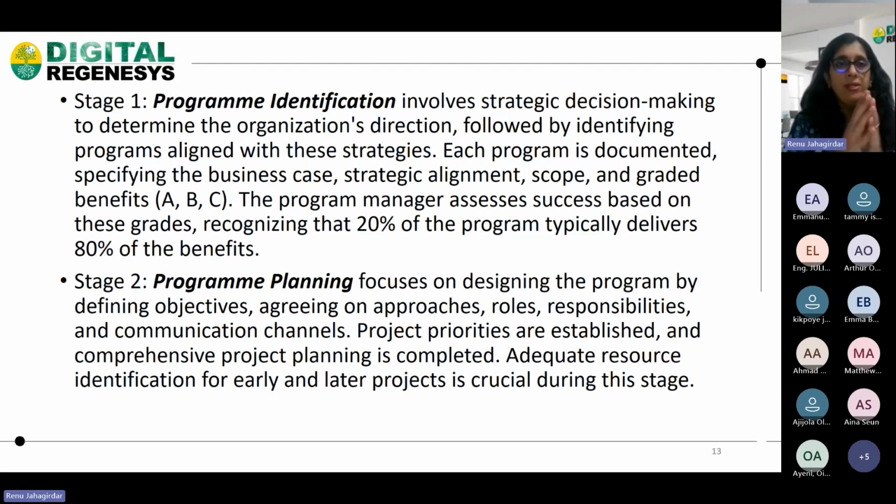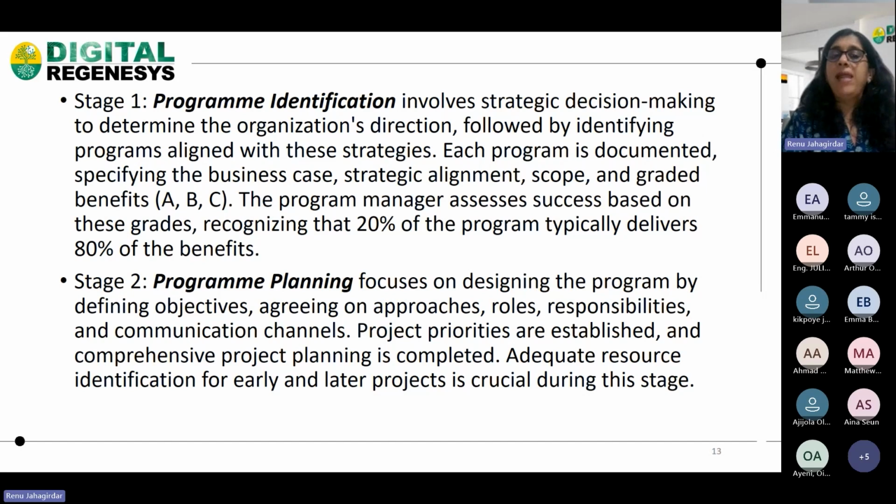Similarly, when you design a program, whatever projects you have inside it, see to it that 20% of projects have the strength of giving 80% of benefits. 80% of benefits. Okay?